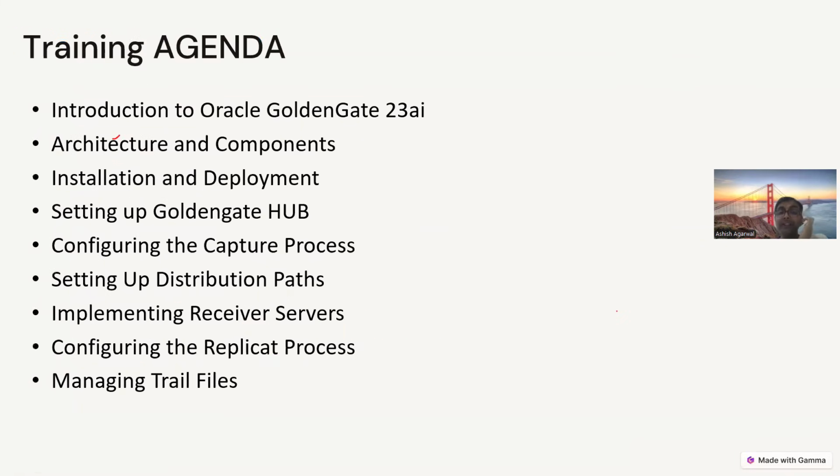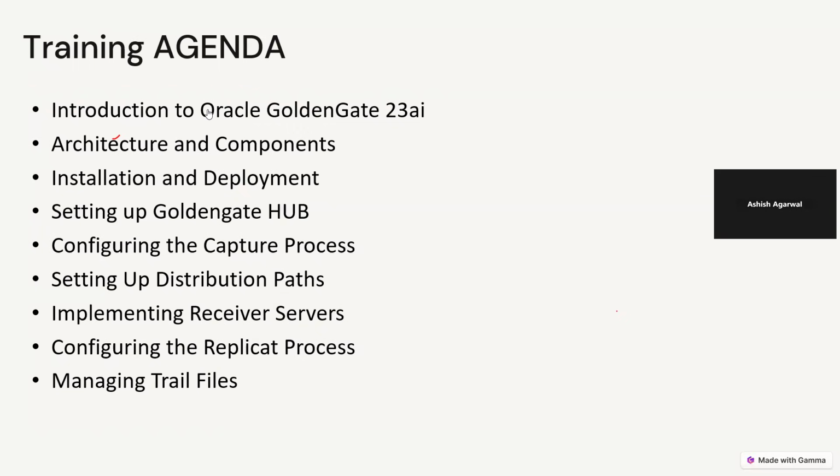Okay. So the training agenda. This training, GoldenGate 23ai, is 26 to 27 hours duration. This course is complete GoldenGate training. It starts from basics and covers up to advanced level. I have mentioned the high level agenda, but this covers much more than that. So we are going to discuss, first of all, introduction to Oracle GoldenGate 23ai.